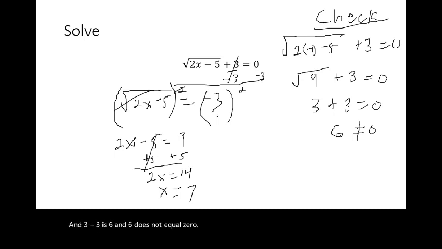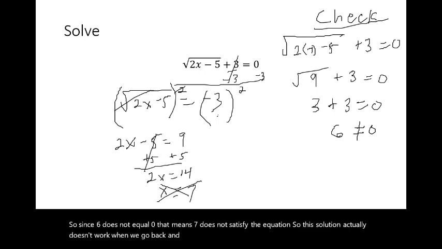So since 6 does not equal 0, that means 7 does not satisfy the equation. So this solution actually doesn't work when we go back and check it. This is what is called an extraneous solution.